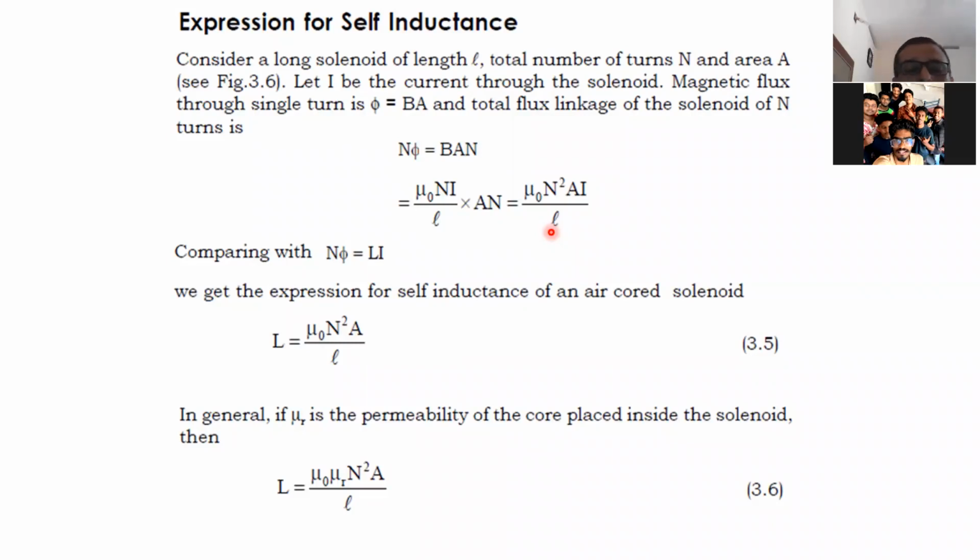For an air core, B is equal to μ0 H. In a medium, what is B? In some medium, what is B? Sir, B is equal to μH. μH, and μ is equal to? μ0 μr. Very good. So we got the expression for L.